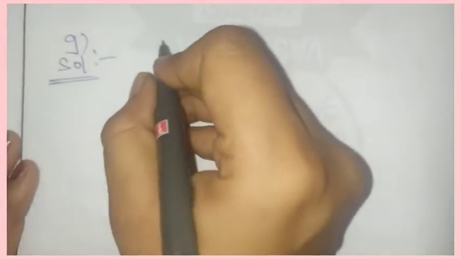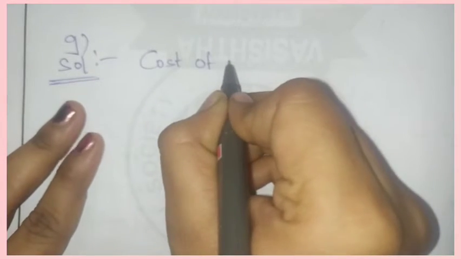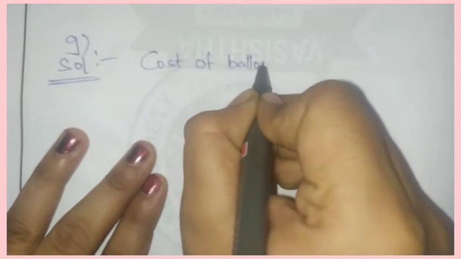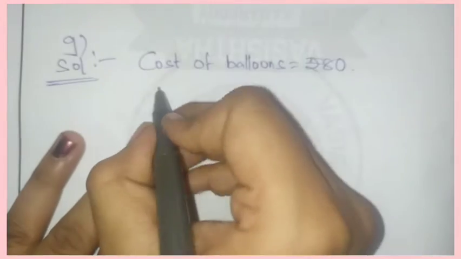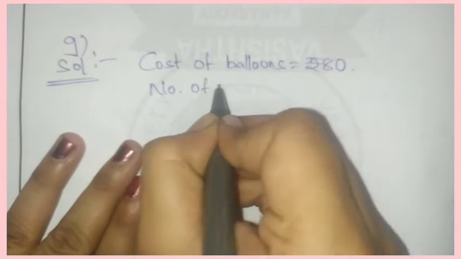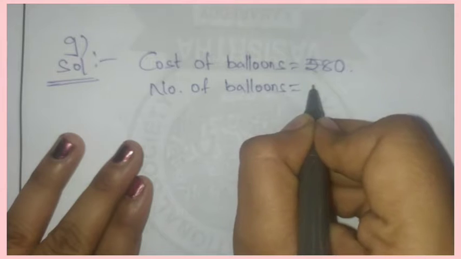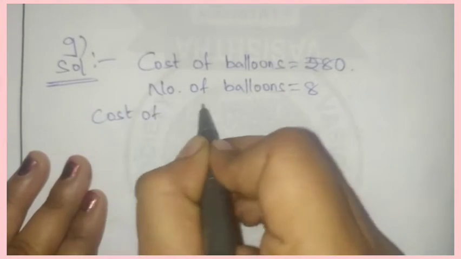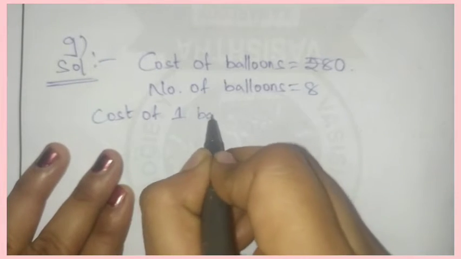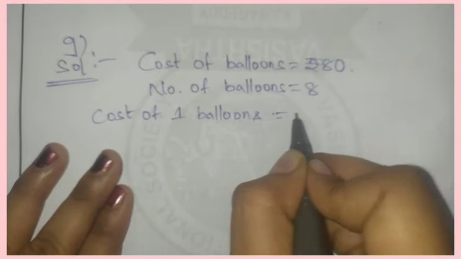Now look at G answer. G solution. First we will write cost of balloons. Cost of balloons total 80 rupees. Okay. Number of balloons. Total I bought 8 balloons. Okay. Now to find the cost of one balloon, we have to divide these two. Cost of one balloon.